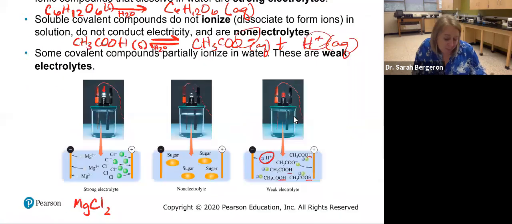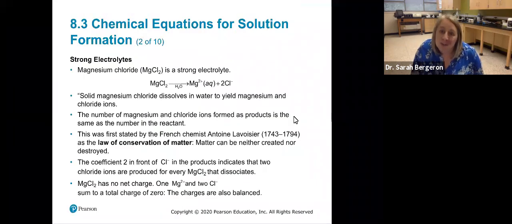But how do we write these equations? Well, I just kind of showed you this.